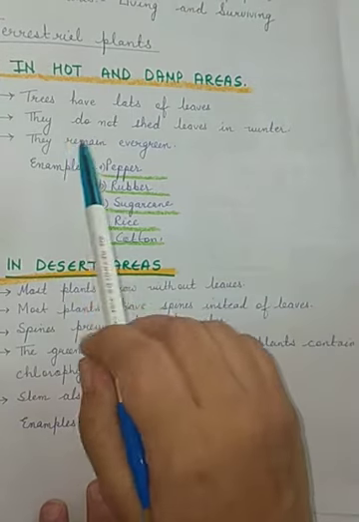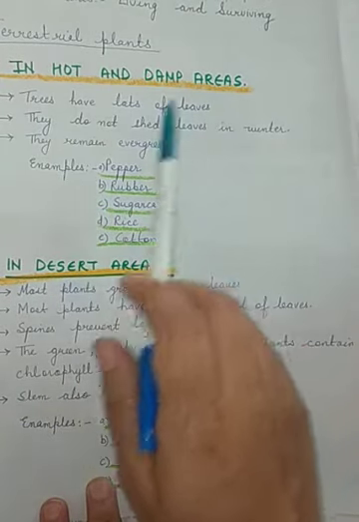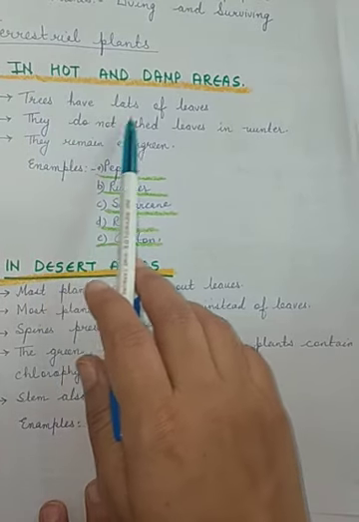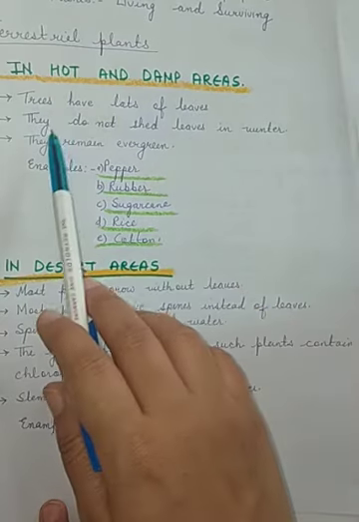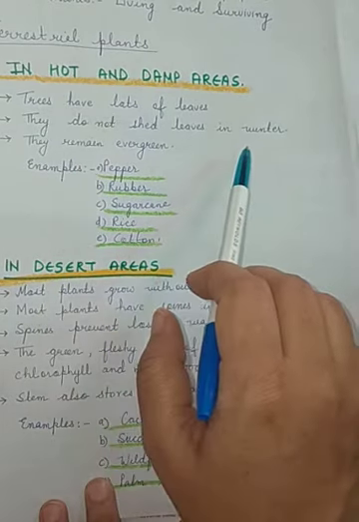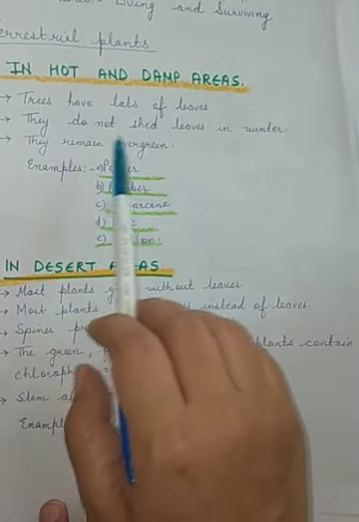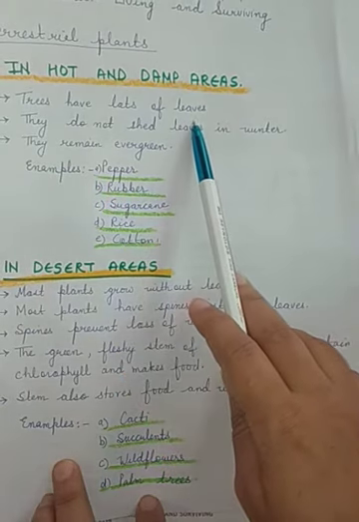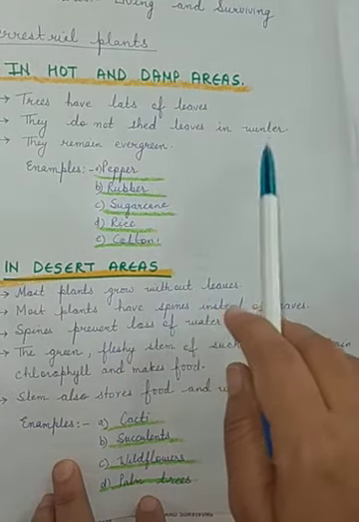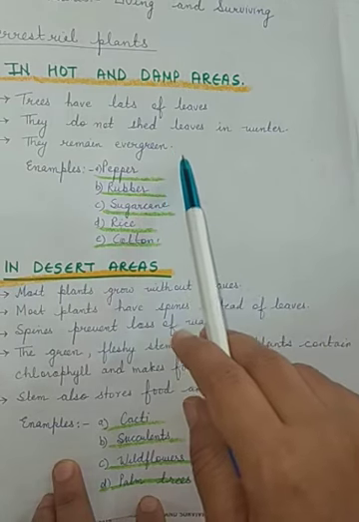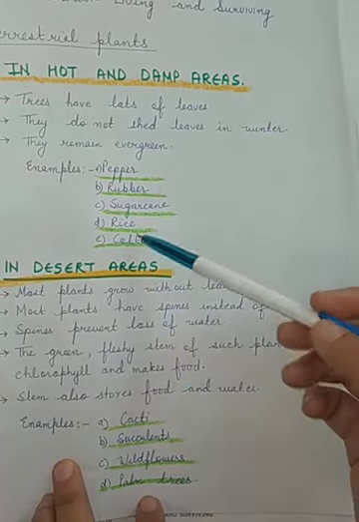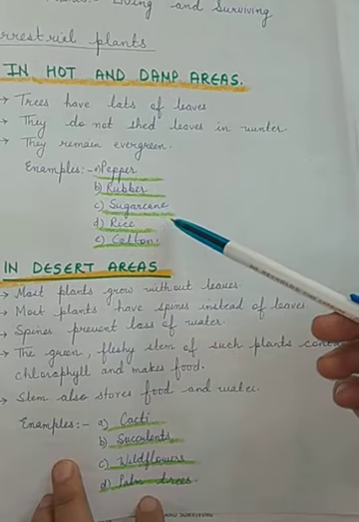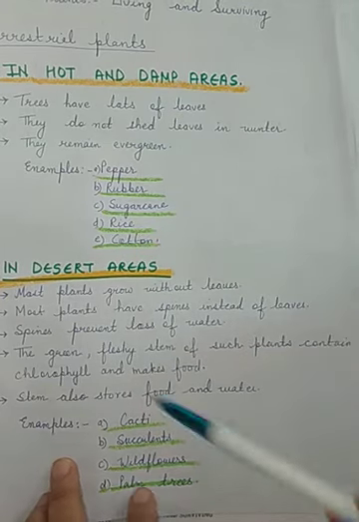The first one is hot and damp areas. In the plants growing in hot and damp areas, the trees have lots of leaves. They do not shed leaves in winter and they remain evergreen. These are the features of the plants growing in hot and damp areas. I will show you the pictures of these also. Examples are pepper, rubber, sugarcane, rice and cotton.